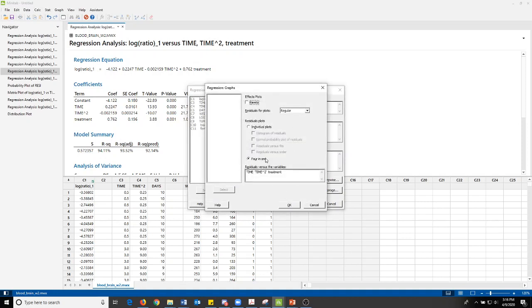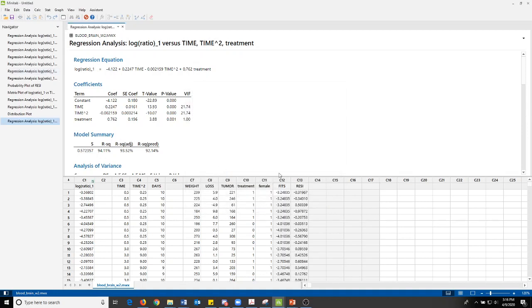For the graphs, I'm going to do the four-in-one, but then down here I can put the residuals versus the variables. So I'm going to put time squared and treatment, for when I do the residual analysis. So I've got this part, so let's do the residual analysis.